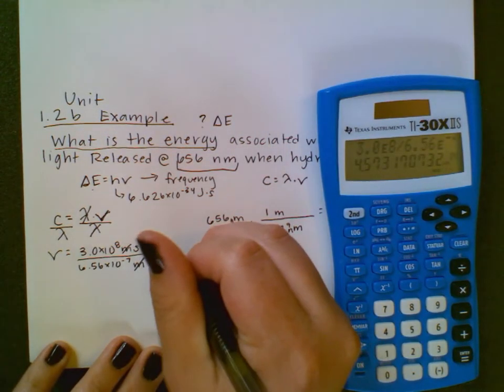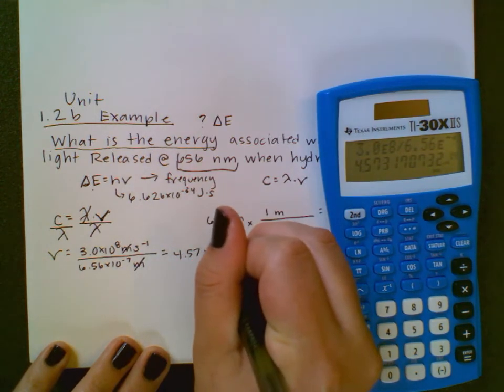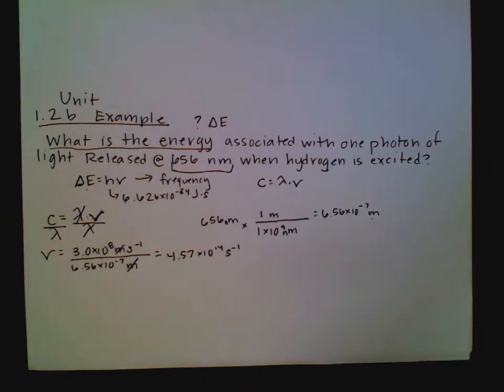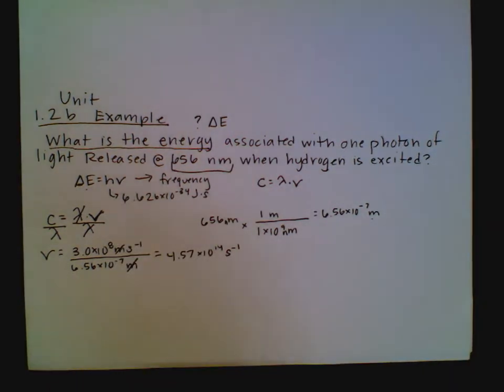So my frequency is 4.57 times 10 to the 14th, and the units that are left on this are seconds to the negative 1. Okay, so I finally have my stinking frequency. I can put it into my energy equation.